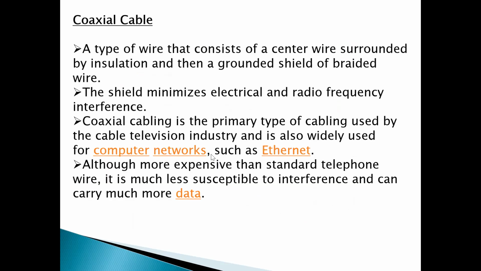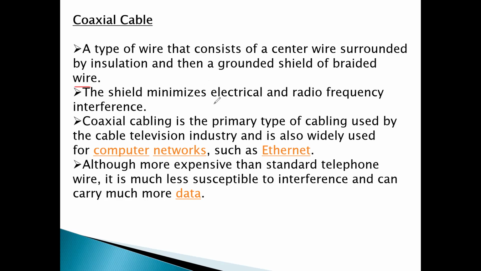Now coaxial cable. Basically, we used it many times, many years ago in computer networks. Now we are not using this kind of cable in computers, but it is being used in television. It is a type of wire that consists of a center wire surrounded by insulation and then a grounded sheet of braided wire. It has only one wire which is covered by different layers.